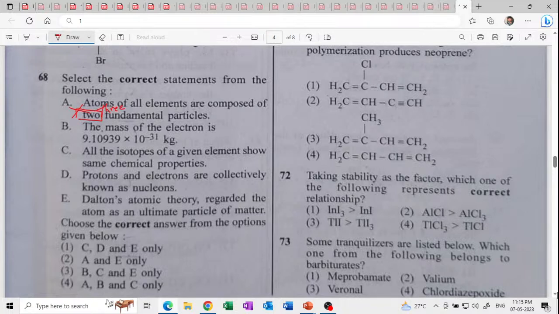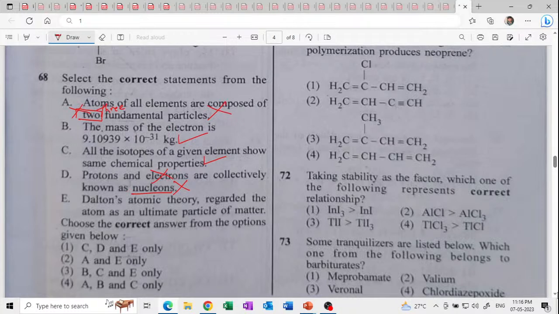Which ones? Protons, neutrons, and electrons are the three fundamental particles. So this is wrong. The mass of electron is 9.1 into 10 raised to minus 31 kg. Yes, this is correct. All the isotopes of an element show the same chemical property. Yes, this is correct. Protons and electrons are collectively known as nucleons. Not electrons. Protons and neutrons are collectively known as nucleons, not electrons. So this is a wrong statement.